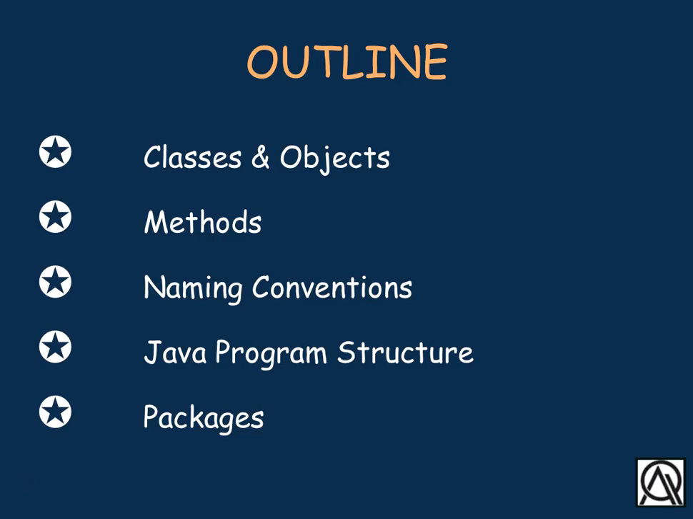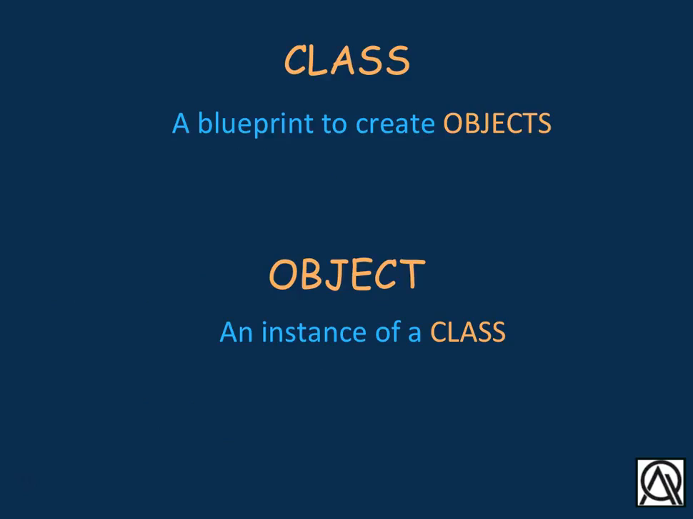So let's get started. First of all, what is a class? A class is a blueprint to create objects. So, what is an object? By definition, an object is an instance of a class. So, these are the technical definitions. Let me give you an example to make everything clear.